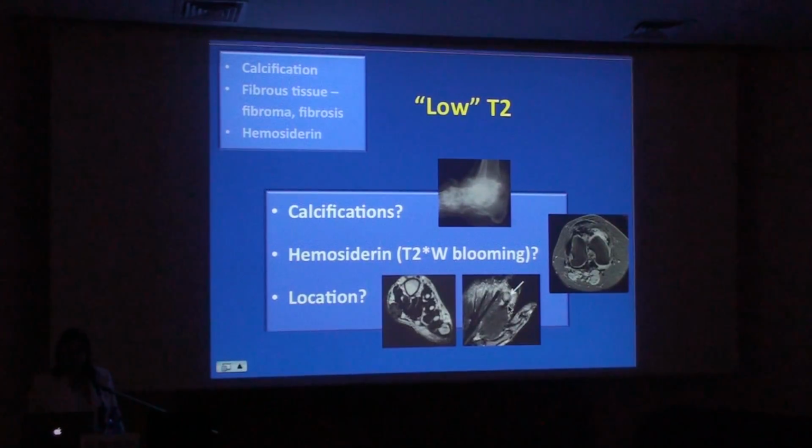And here is a lesion. This is a coronal fat saturated T2 weighted image through the hand. You can see the tendons along the hand. And here is a rounded low signal mass.